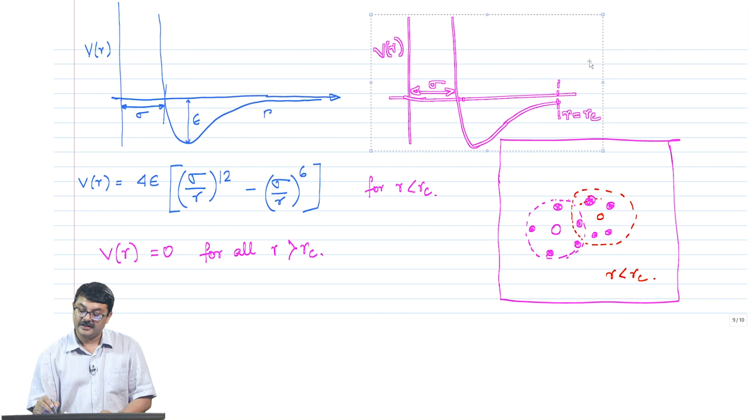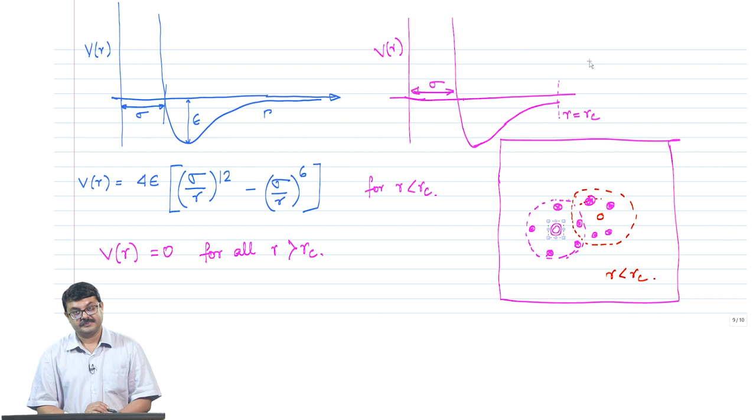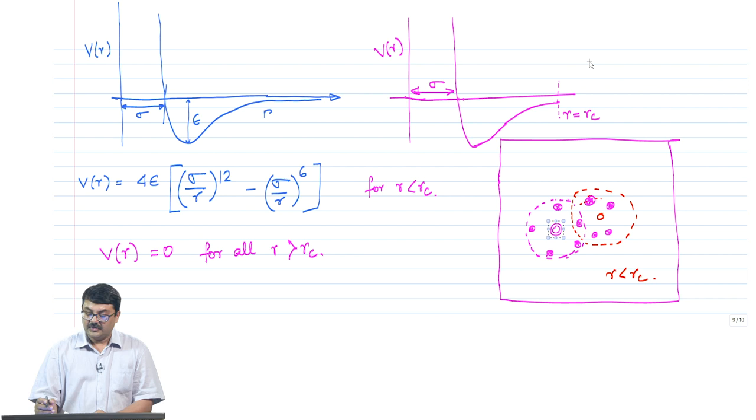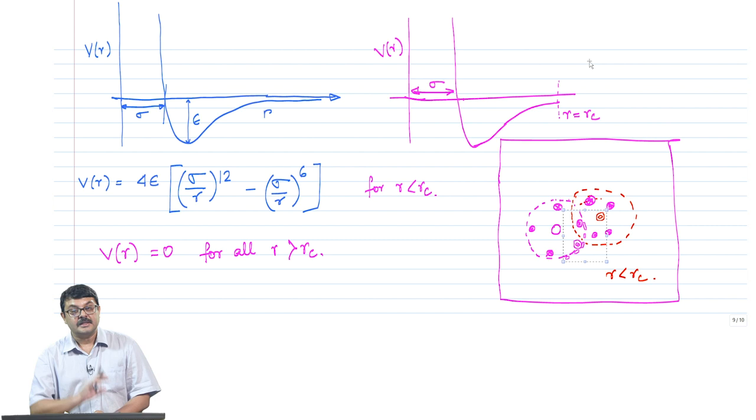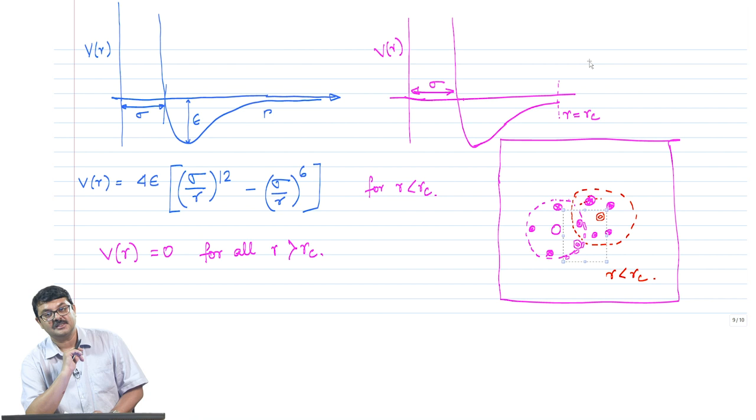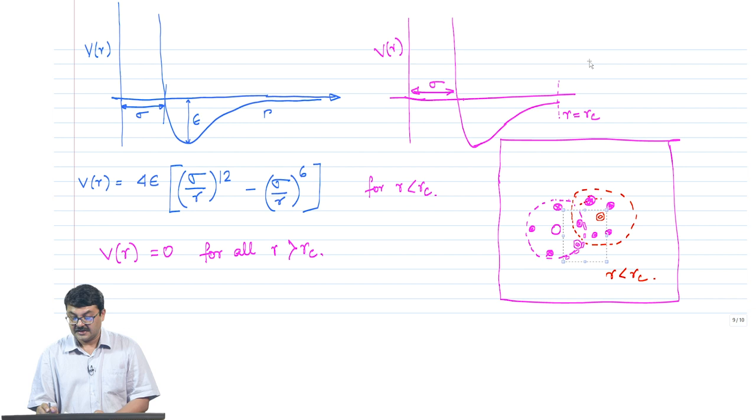So then what happens, what does it mean? It means that suppose there is a particle. This is the particle in question, and you want to calculate the forces, the potential of interaction between this particle and all of the particles in the box. Basically, all the neighboring particles which are within a distance RC, given by this dashed line, feel some force, some interaction potential, but any particle which is beyond the distance RC from this particle, feels a 0 force.